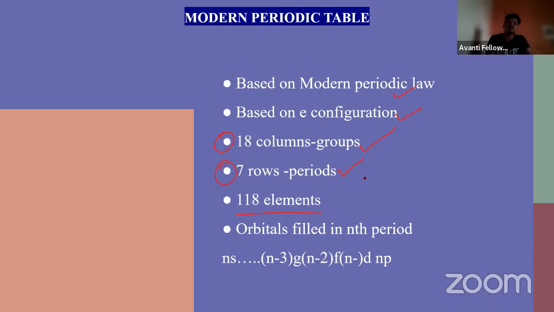In total we have 118 elements, but this is not a fixed number; the number of elements is going to increase. So we can't say 118 is fixed. Till now we have found 118 elements. I don't want to discuss much theory here, so let us dive deeply into the tips and tricks. This is how the modern periodic table looks.